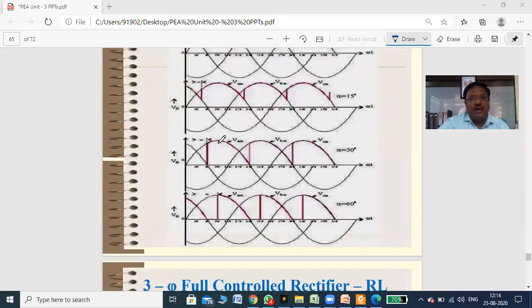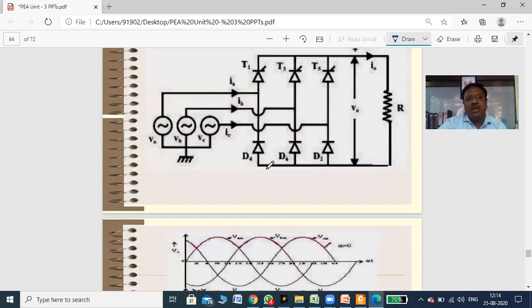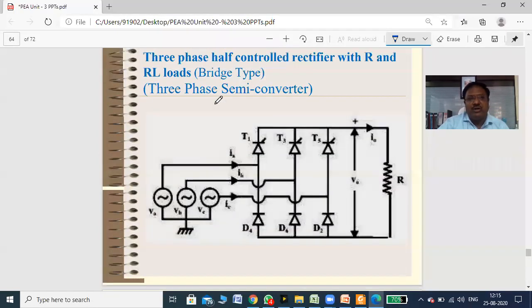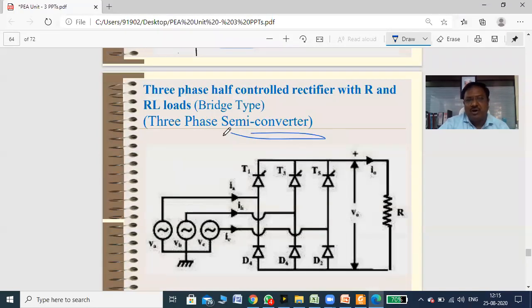See here, the alpha is greater than 30, greater than 40, but the negative part is eliminated. See, the negative part is eliminated. Okay, so that is due to these 3 diodes. These 3 diodes will work as freewheeling diodes. Okay, so this converter is also called a semi-converter. Okay, so 3 SCRs, upper arm all 3 SCR control devices, and lower arm all 3 diodes.